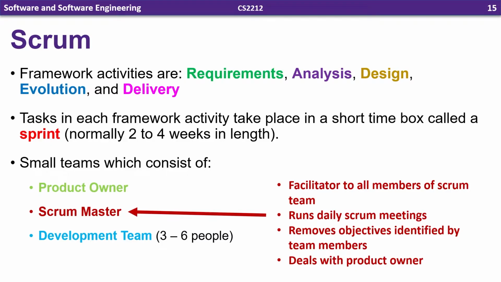The next is the Scrum Master. So this is a facilitator to all members of the Scrum team. They run the daily Scrum meetings, remove obstacles identified by team members, and they deal directly with the product owner. They also act almost as a shield from higher management, an intermediary between them and the development team. So the developers are free to deal with what they do, coding and planning and design.